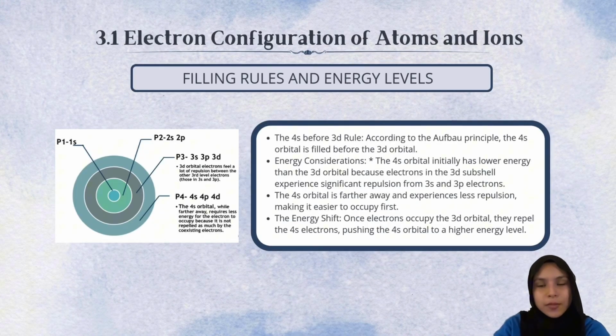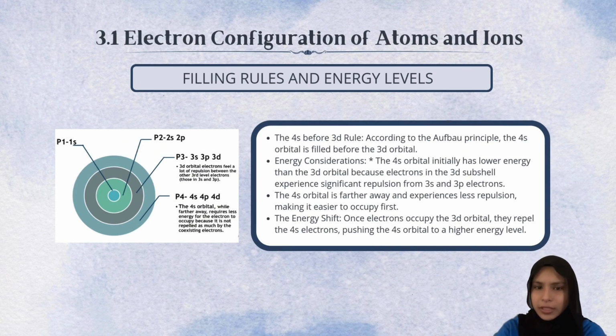Okay, now I'm going to explain specifically about the filling rules and energy levels. So let us look at how they are actually arranged. They follow the Aufbau principle, which tells us that the 4s orbital is filled before the 3d orbital. Why does this happen? Because the 4s orbital has lower energy than the 3d orbital. This is because electrons in the 3d subshell experience significant repulsion from the 3s and 3p electrons that are already present. The 4s orbital, however, is farther away from the nucleus, meaning it experiences less repulsion and is easier for electrons to occupy first.